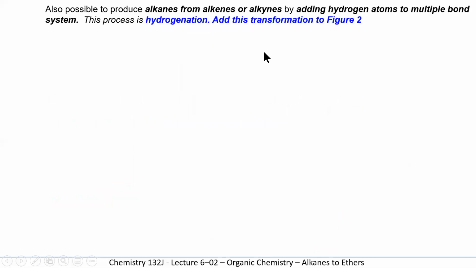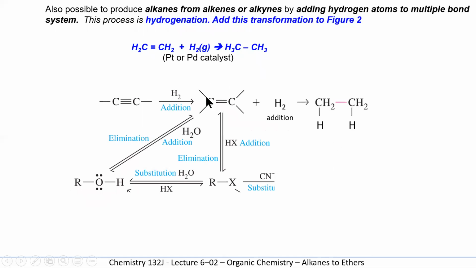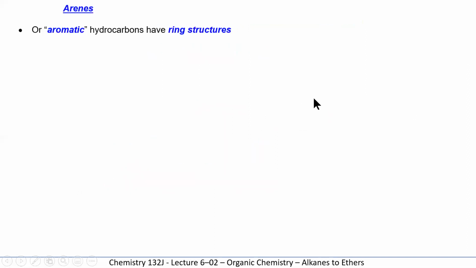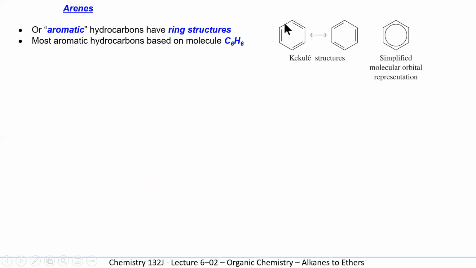Now, you can find this particular reaction in this part of our figure. We have an alkene. Again, we're adding hydrogen. We break the double bond, and we made arenes. You can have double bonds within structures, like in this case, 6 carbon atoms.